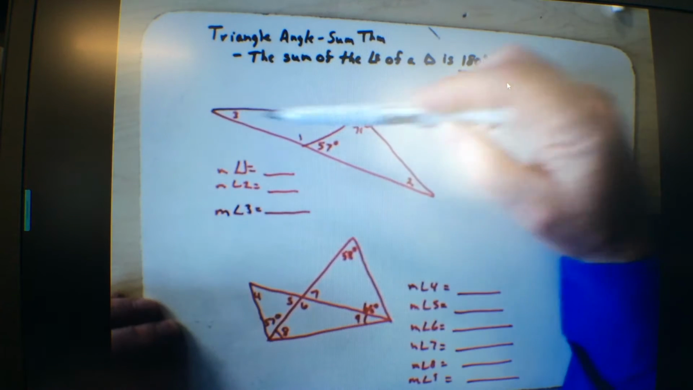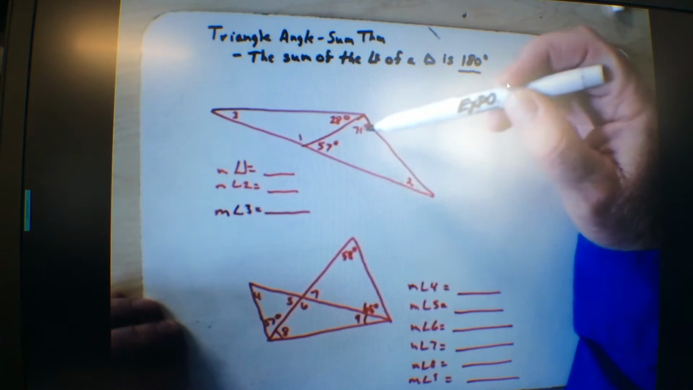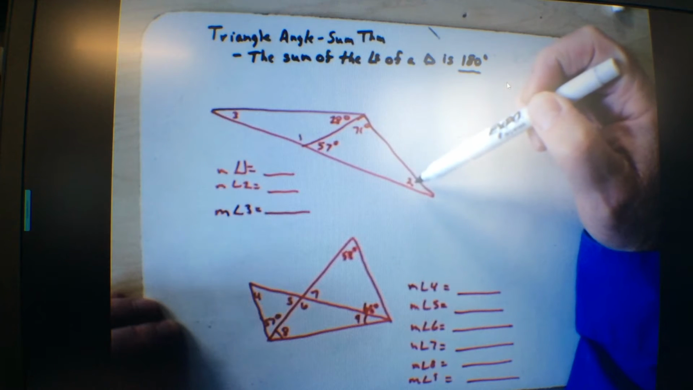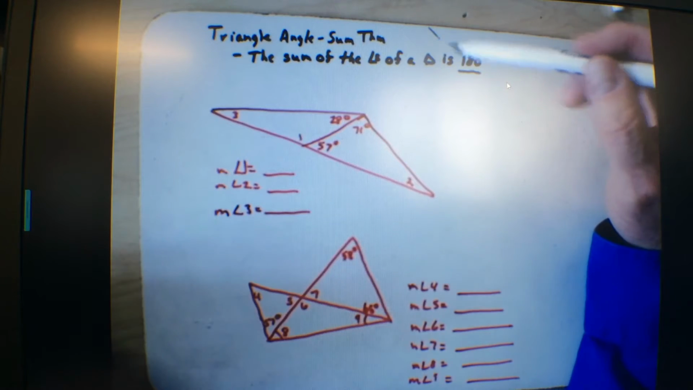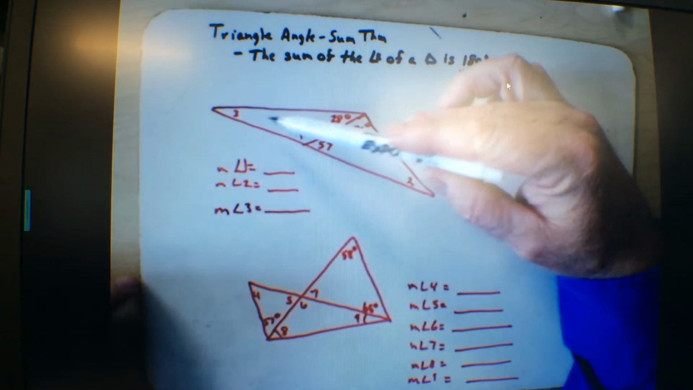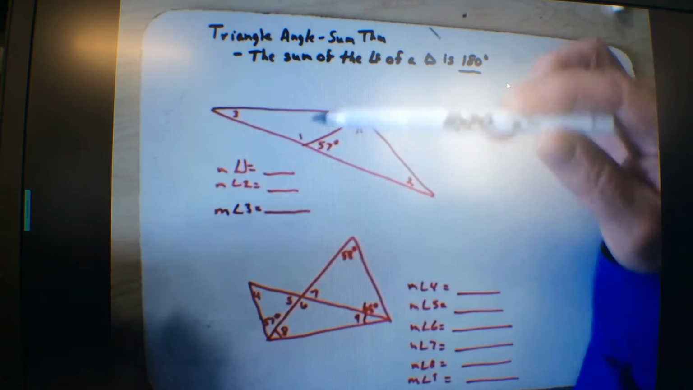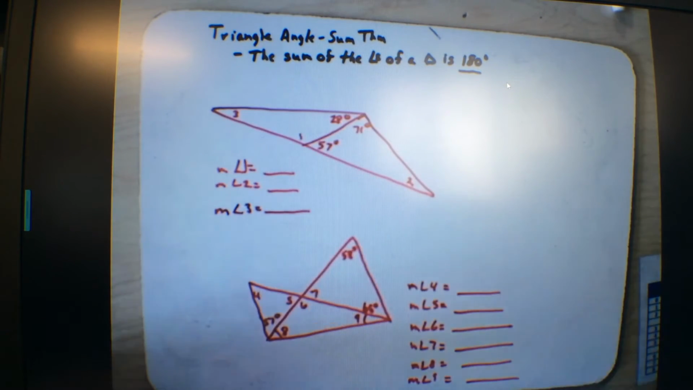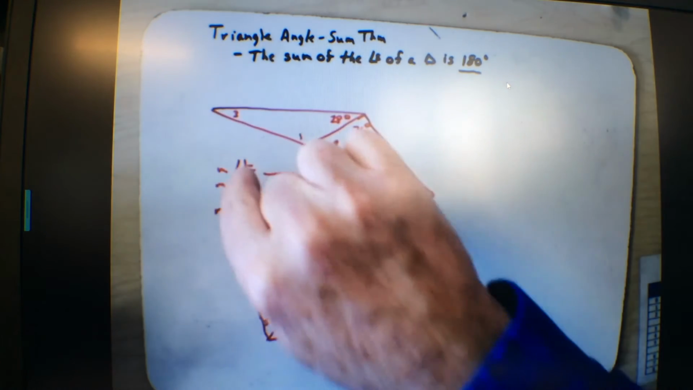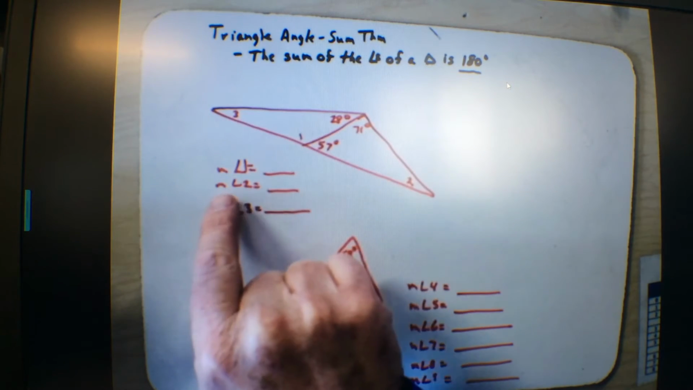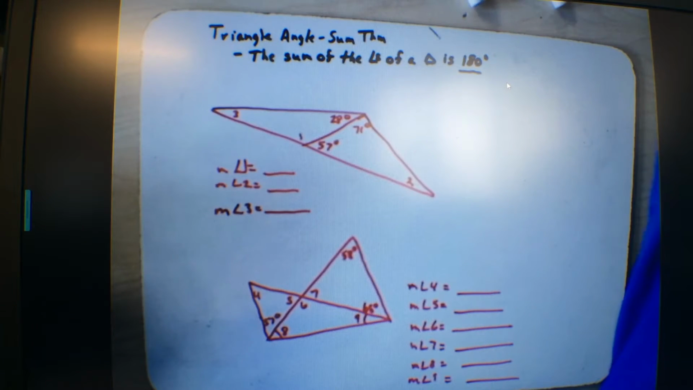This is angle 3, this is 28 degrees, this is 1, this is 57 degrees, this is 71 degrees, and this is 2. What I would like you to do, based on the triangle angle sum theorem, is to try to figure out how big 1 is, how big 2 is, and how big 3 is. This is the measurement of angle 1, the measurement of angle 2, and the measurement of angle 3. We need those in degrees, correct?